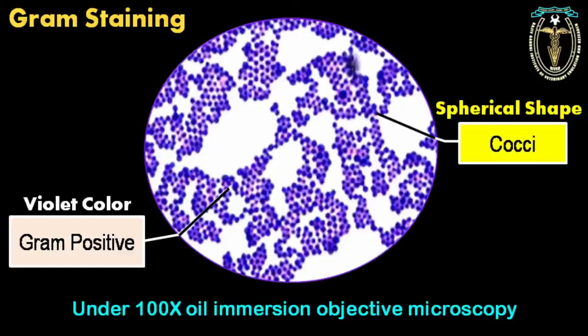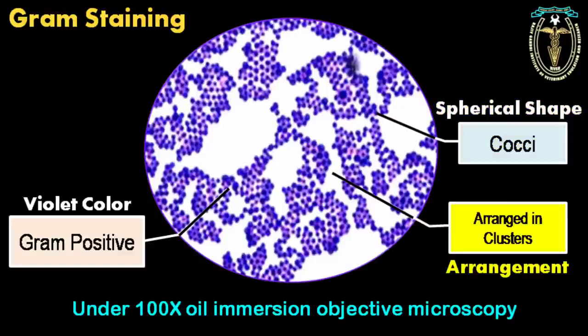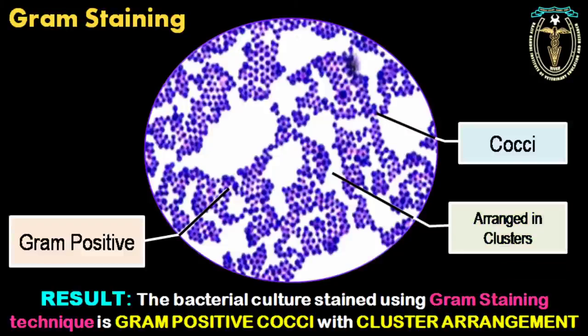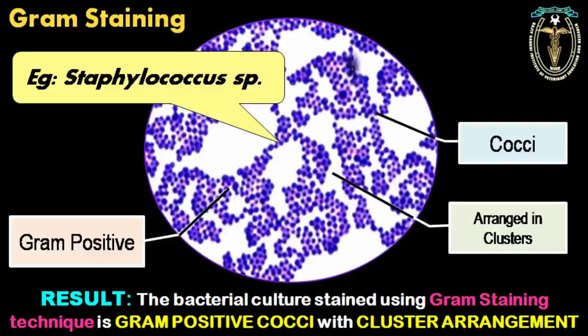So, they are cocci. Next, the arrangement. They are arranged in clusters here. So, the result is written as: the bacterial culture stained using the gram staining technique is gram-positive cocci with cluster arrangement. The example of bacteria is the Staphylococcus species, which possesses this type of microscopic character.